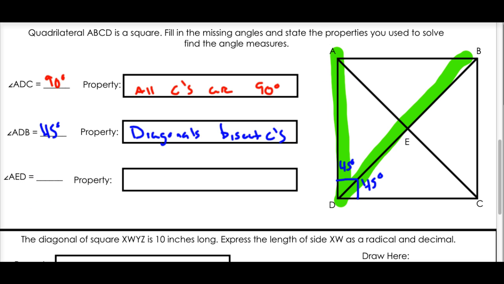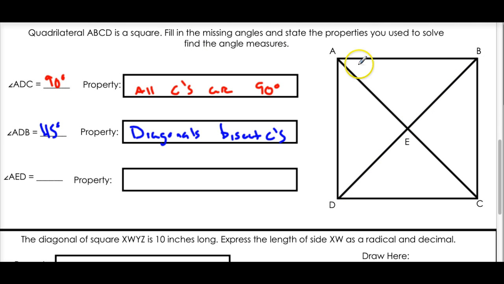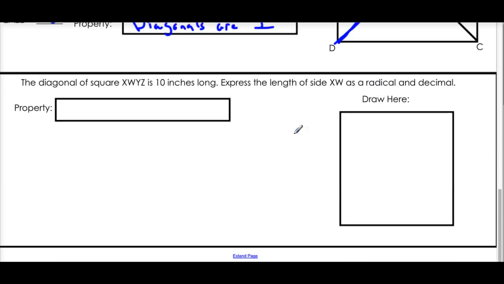Number 3, AED. What is the angle AED? And let's erase this. All right. AED. That's right here. The angle is right here in the center. And what do we know about the diagonals in a rhombus or a square? They're perpendicular. So this angle AED also must be 90 degrees. And how do we know that? Diagonals are perpendicular.